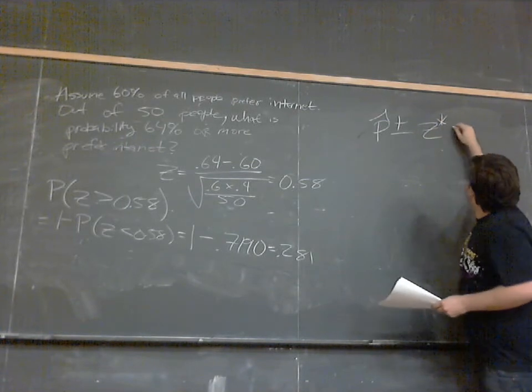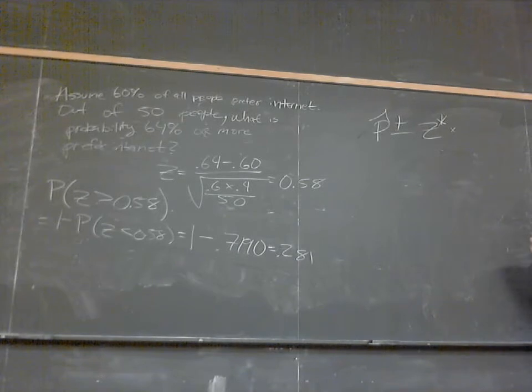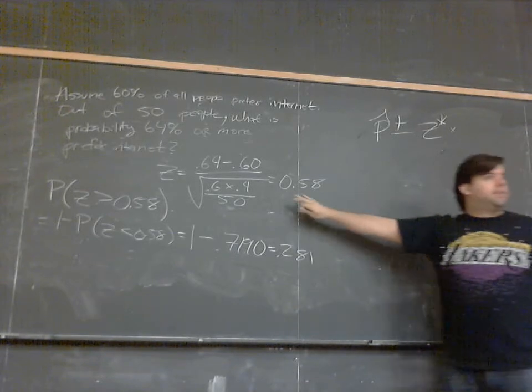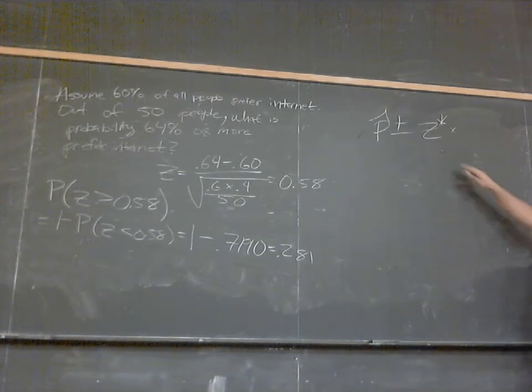Is this a new problem? Yeah, it's still chapter 7. We're using the central limit theorem, but now we're talking about confidence intervals. Did you have a question on the last one? My margin of error is z critical times the standard error.